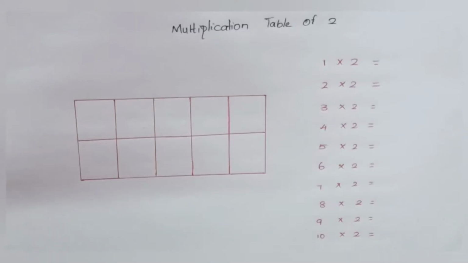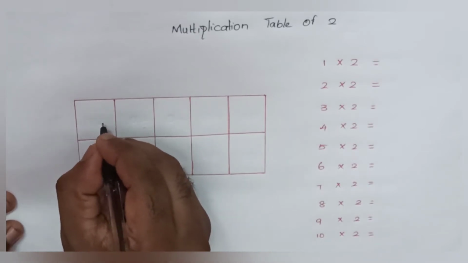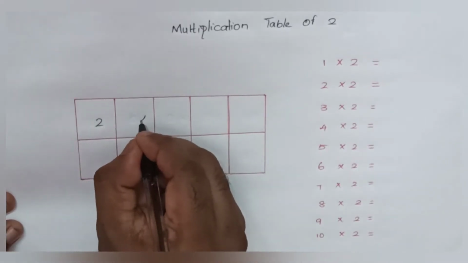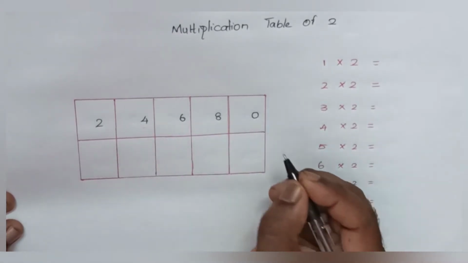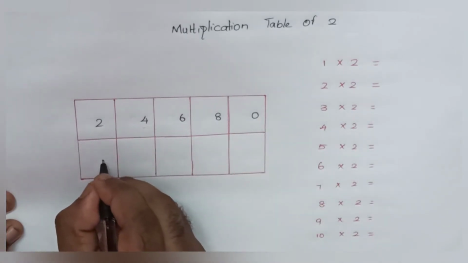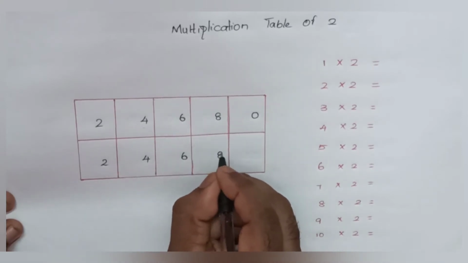Multiplication table of 2. Let me see how to do this in the easiest way. Okay. So first of all, you have to draw a table. That table is supposed to have 5 columns and 2 rows. So in that table you have to write like this. Okay, you have to write 2, 4, 6, 8, 0. Same as here also you have to write 2, 4, 6, 8, 0.